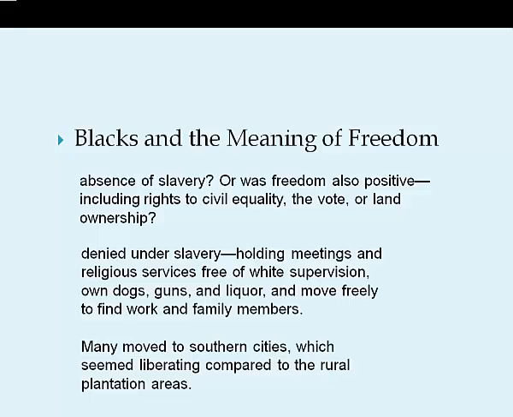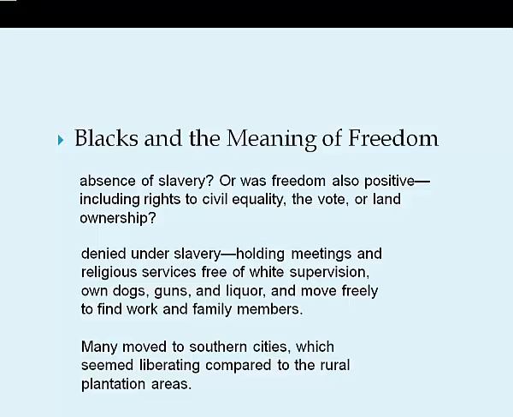Now, African Americans' sense of freedom was rooted in their experience of slavery, knowing only that and what little they did know of the white society. But freedom to them, above all, meant escaping the horrors and injustices of slavery and enjoying the rights and opportunities of American citizenship. The freed blacks celebrated their new space to do what was denied under slavery. They could now hold meetings and religious services free of white supervision. They could own dogs and guns and buy liquor. They could move freely to find work and family members.